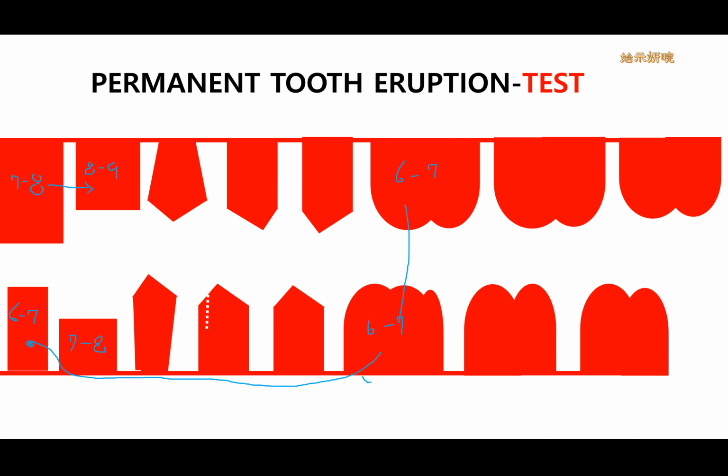Okay. So now this number 9 will fall onto the mandibular canine. So it erupts at 9 to 10. And the number 10 doesn't stay here, but it goes up. Okay, so 10 through 11.